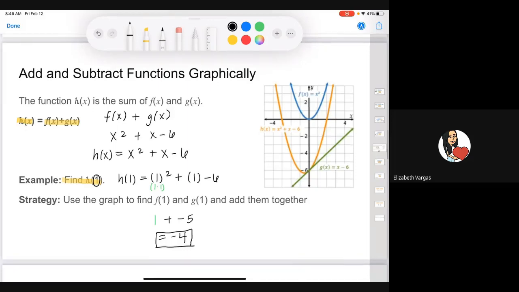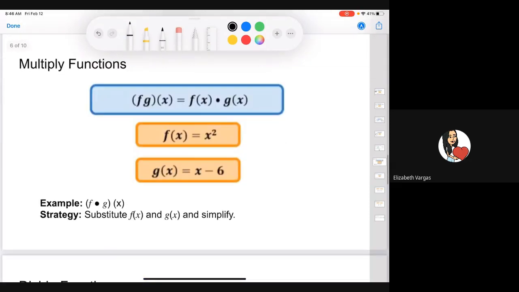Okay, perfect. So now we've done adding functions together and subtracting functions together, and we looked at those function rules, the ones in blue. Now we're going to look at what happens when we multiply and divide functions together, and then we'll be done for today. So multiplying functions. There is a specific rule for multiplying functions like there is for adding and subtracting functions. This is what that rule looks like.